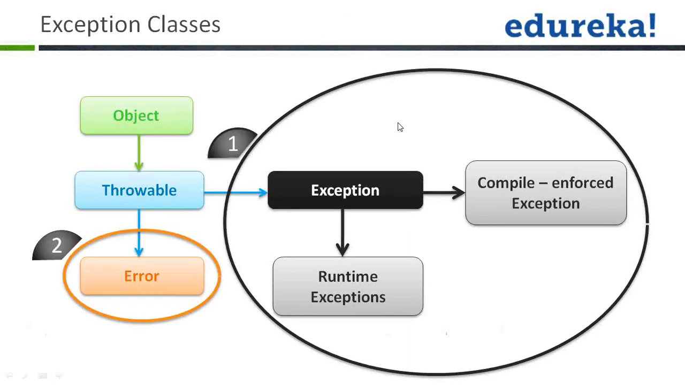Now, what are the exception classes present in Java? Once you have the object, there is a Throwable within that. It can be divided into two: one is the Error, the second is the Exception. Exceptions are of two types, runtime exception and compile enforced exception. So just remember the flow diagram. Throwable has two things: one could be an error, a simple error, or the other could be the exception, which is of two types. One is the compile enforced exception, the second is the runtime exception.